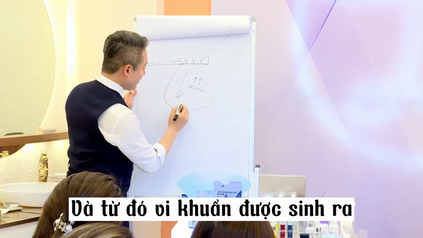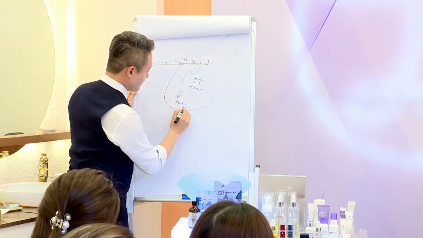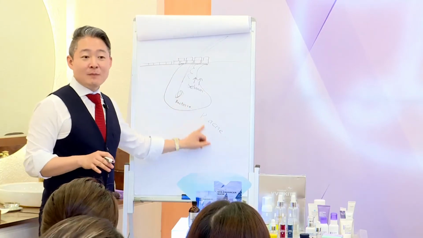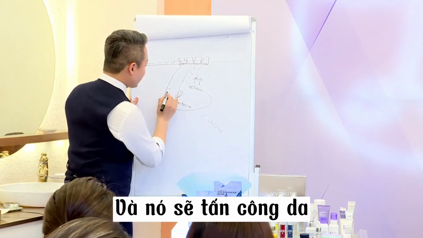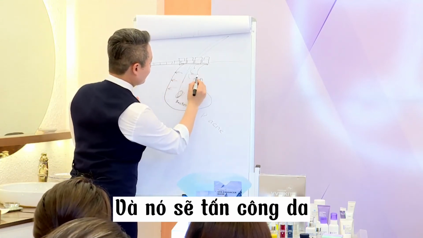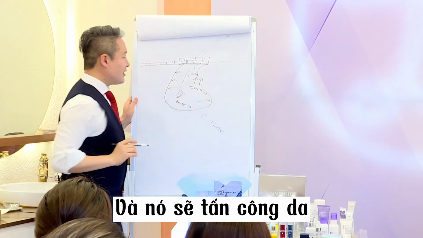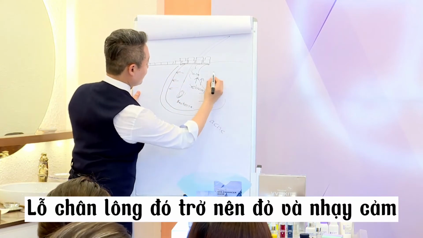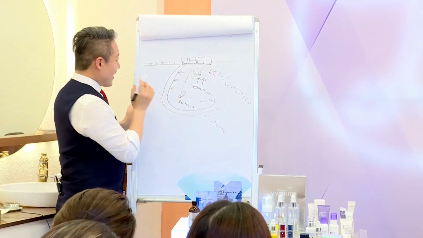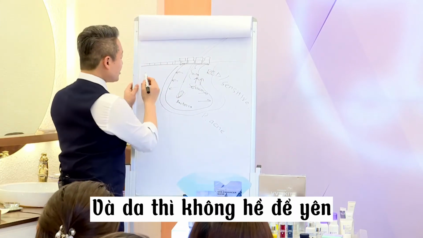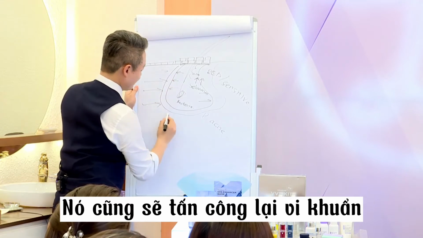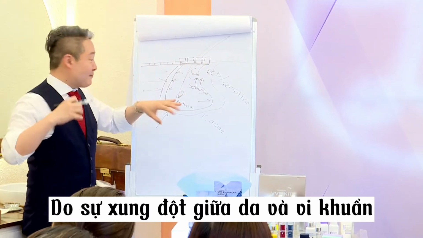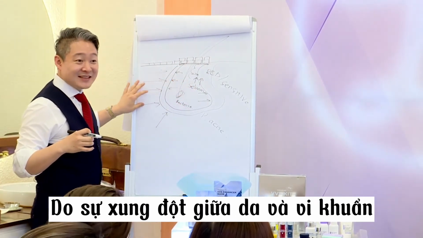and bacteria called acne is the name of bacteria, and it is going to attack. It is going to attack the skin. That's why this part becomes red, and skin is not stupid. It is going to attack too. The red becomes bigger because there's a fight between the bacteria and the skin.